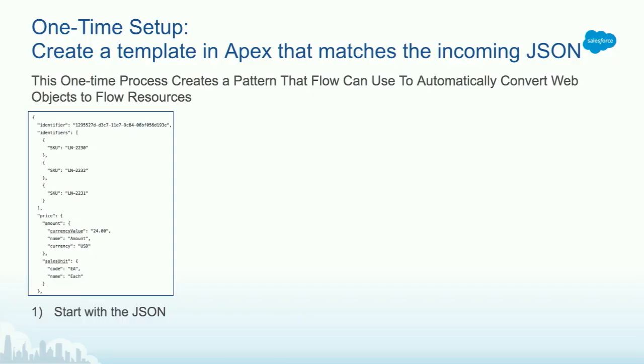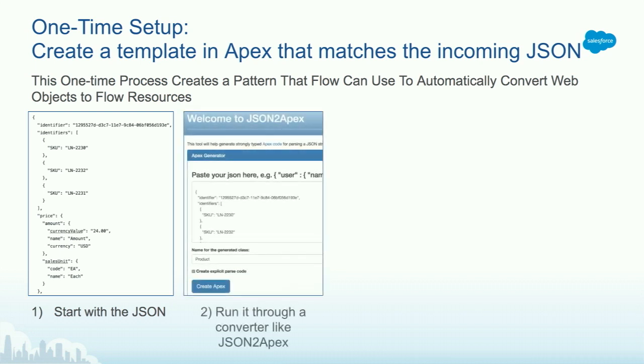There's a one-time setup process that starts with that JSON, that data that comes back from the API. And what you do is you start by copying that information, and then you use a website like JSON to Apex to convert it to Apex. You're not actually needing to write code here, but what you're doing is you're creating a template in Apex that matches that particular JSON shape.